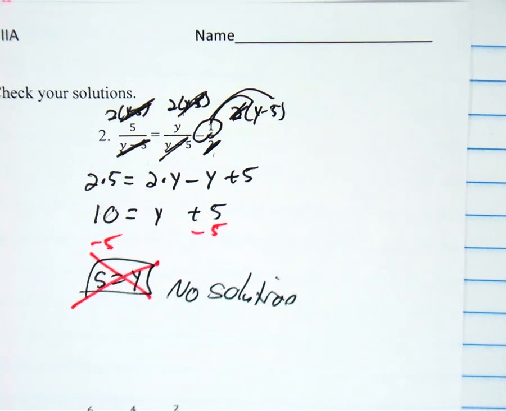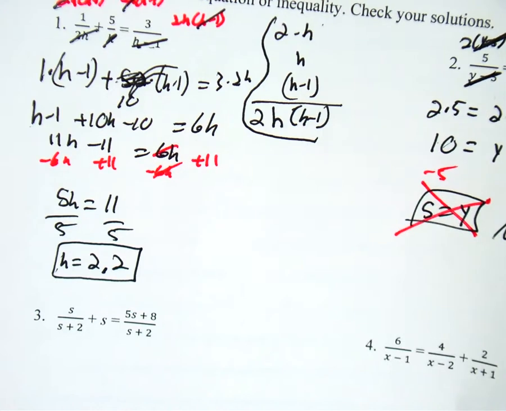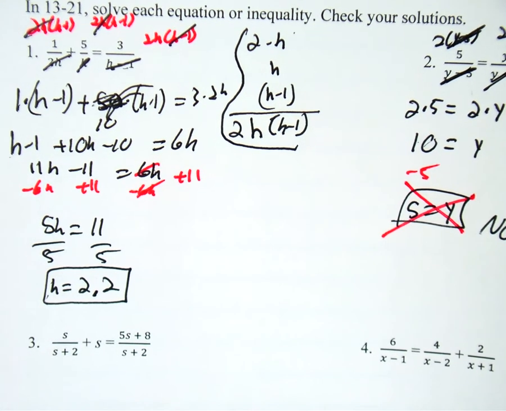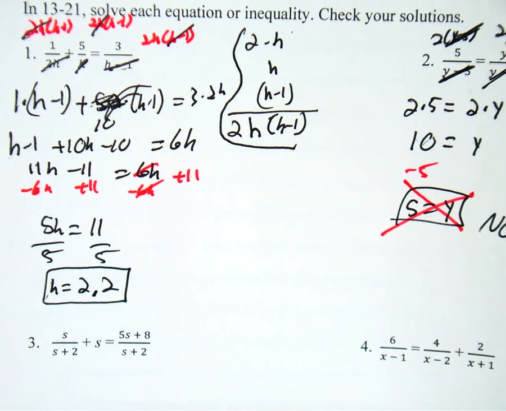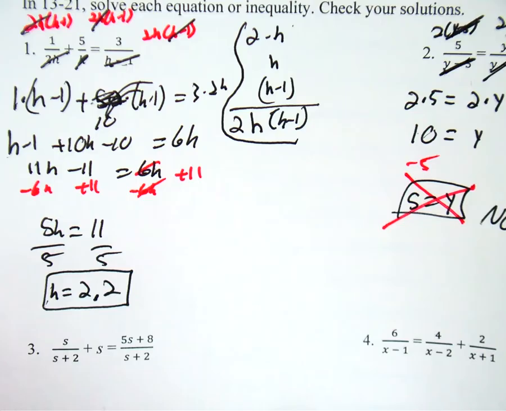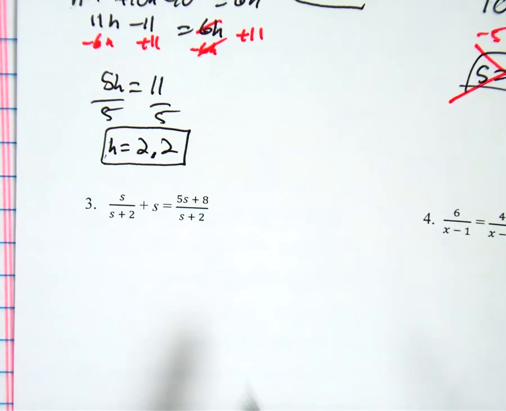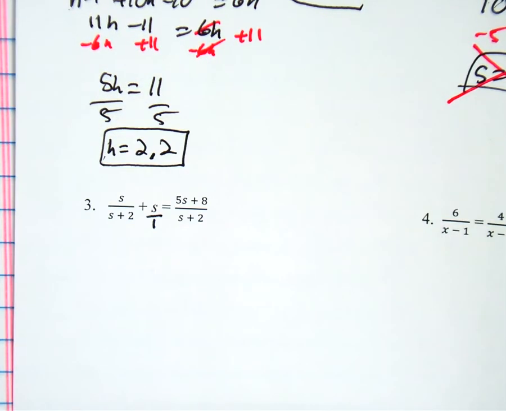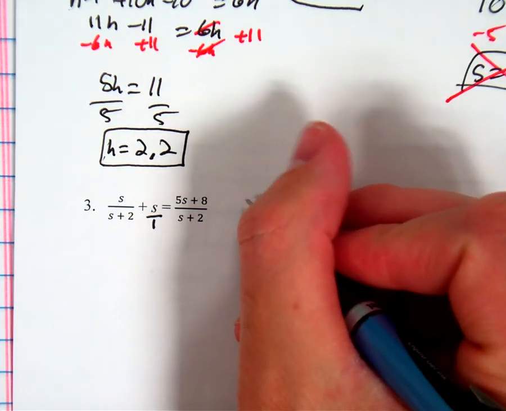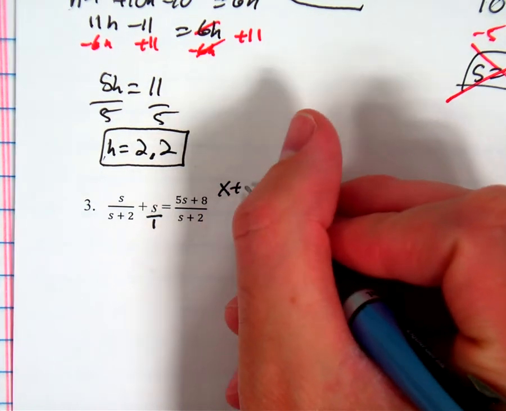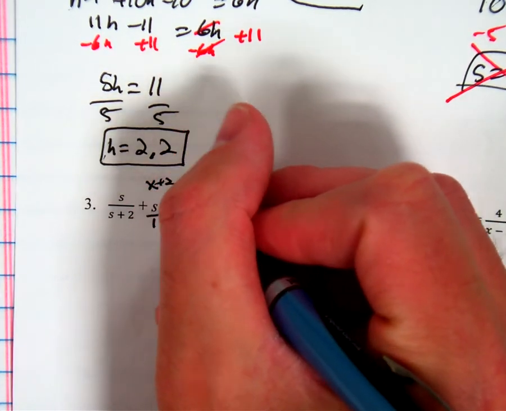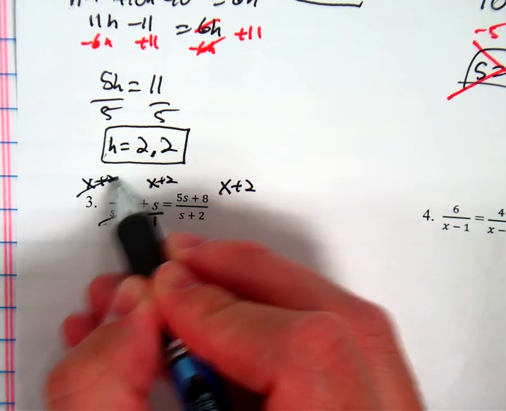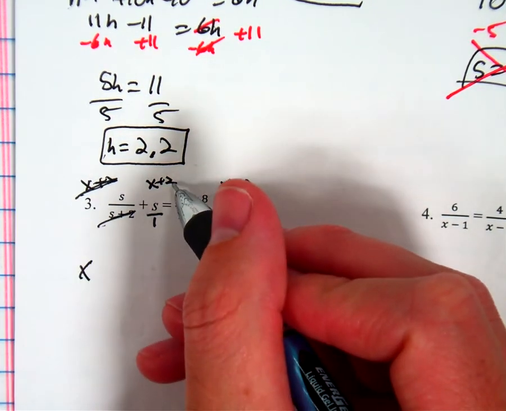Okay, let's see, 3. All right, we're going to change these to x's as we go. But we have s plus 2. This is over 1 and s plus 2. So we're going to multiply. I'm going to change them to x's. We're going to multiply by x plus 2. X plus 2, x plus 2. So that's going to cancel out, and we're just going to have x.